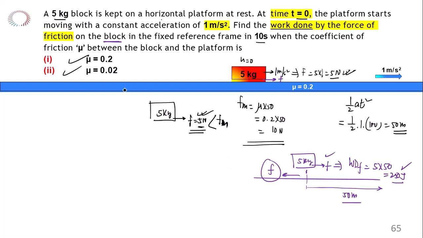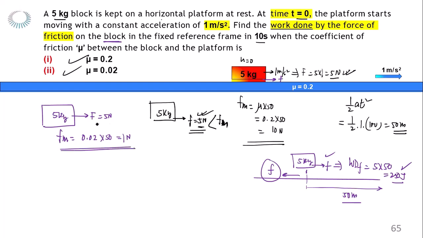Now the second situation, again the acceleration is 5. So for the 5 kg block, the requirement of this force has to be equal to 5 Newton. That is understandable. Now check the limiting value. Limiting value is 0.02 into 50, that is 1 Newton. But your friction requirement is 5, so I cannot give that. So here the friction will be equal to 1.